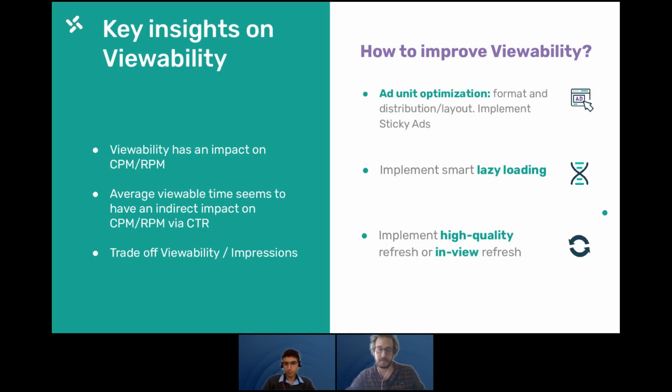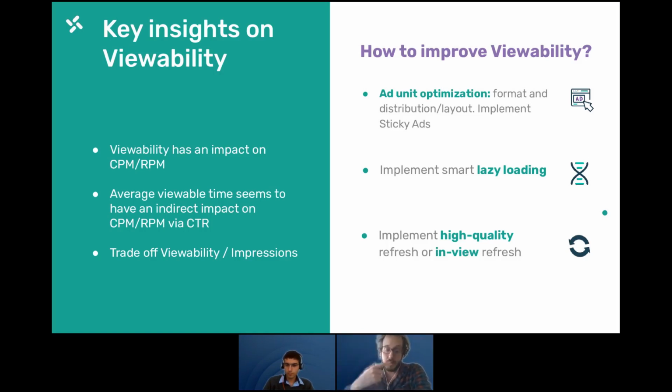The other thing that we found out is that the average view time of the display seems to have an indirect impact on the revenue, mainly through click-through rate, because it seemed that the lower the average view time is, the lower the click-through rate is, and potentially this smaller click-through rate can impact the CPM and the RPM.